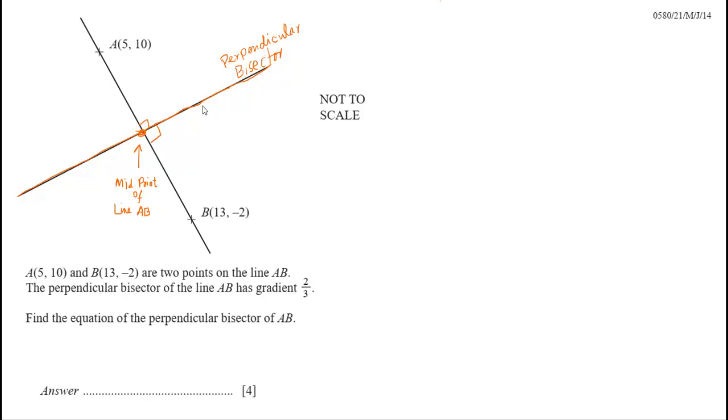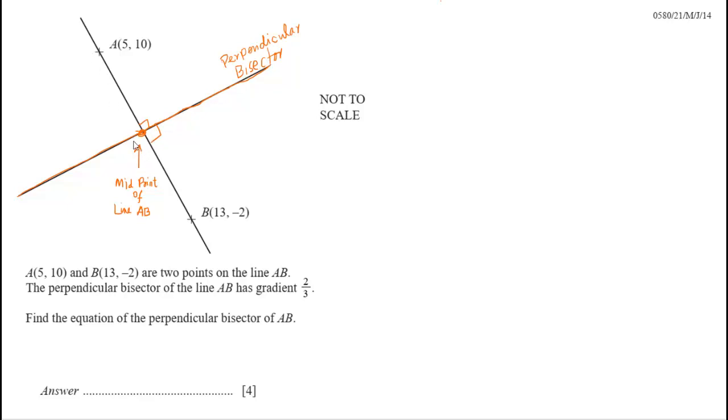So that's why we call this orange line the perpendicular bisector, because it makes a 90 degree angle with AB and it cuts AB at the midpoint. So everything is about AB. This line is cutting line AB at 90 degrees, and it cuts line AB at the midpoint.